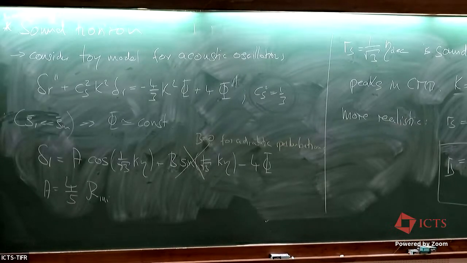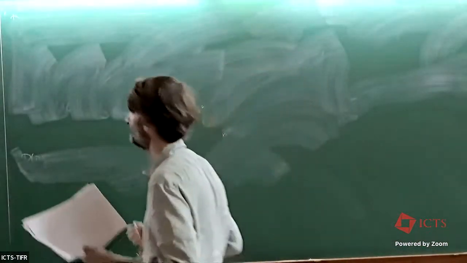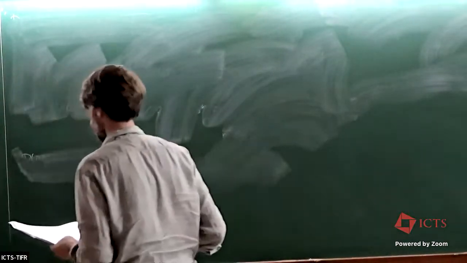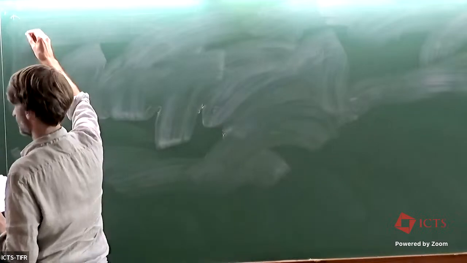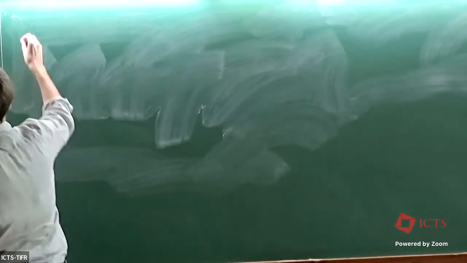Okay, so this is the sound horizon. And the sound horizon, by the way, we do not only measure it in the CMB, we also measure it at later times in the matter power spectrum. It imprints itself in both the matter power spectrum and the CMB. But let's talk about the CMB first. So how am I doing for time? Not good. Okay.